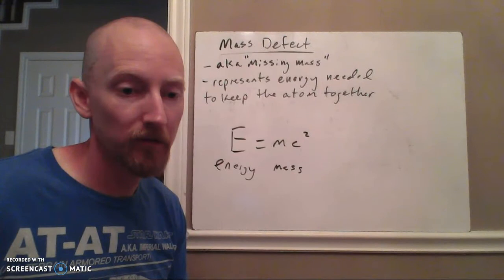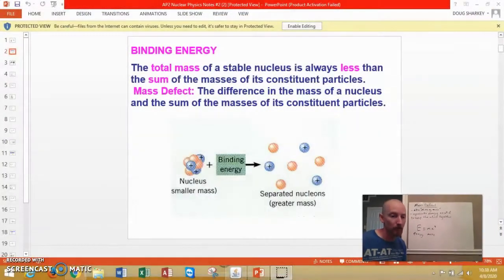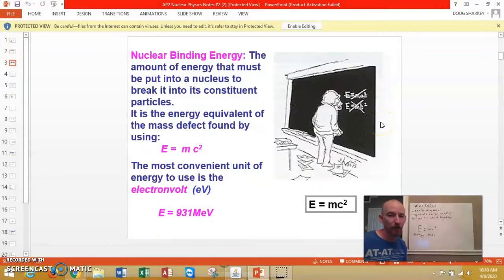Einstein was the guy who figured this out. And here you go. These are the notes I put in the module, so you can go and take a look at these. And here again, this is shown by his famous equation on the screen. E equals mc squared, right?